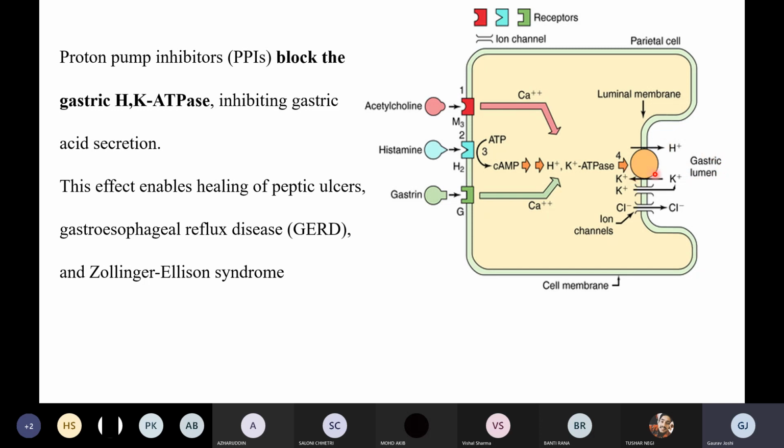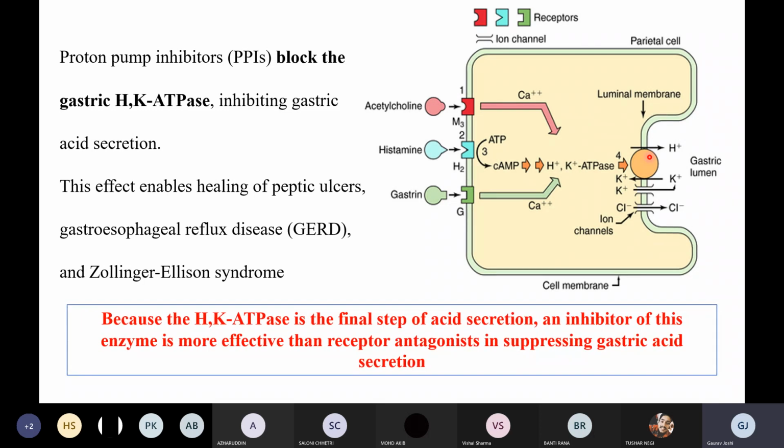So this is the main purpose of using these inhibitors, right? So now, this is the key take-home message. Because the hydrogen potassium ATPase pump is the final step of the acid secretion, an inhibitor of this enzyme is more effective than a receptor antagonist in suppressing gastric acid secretion. So it says if we are using a proton pump inhibitor, it is more effective than using the acetylcholine inhibitor or the histamine receptor antagonist or the CCK2 receptor antagonist, right?